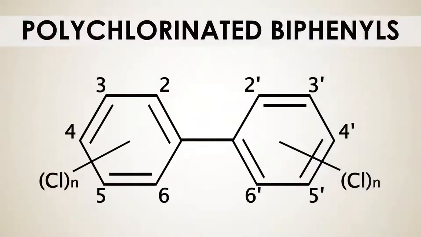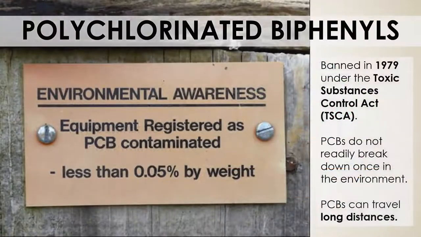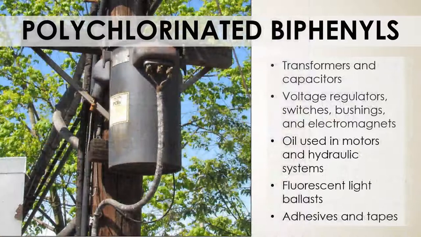And polychlorinated biphenyls. Now these are very mobile, hard to degrade molecules. There are some methods that can be used for these molecules. They were banned in 1979 under the Toxic Substances Control Act. Once in the environment, they can travel long distances. They were previously used in transformers and capacitors. They have a low heat transfer, and can be used in lubricants, so they were used a lot in electronics.